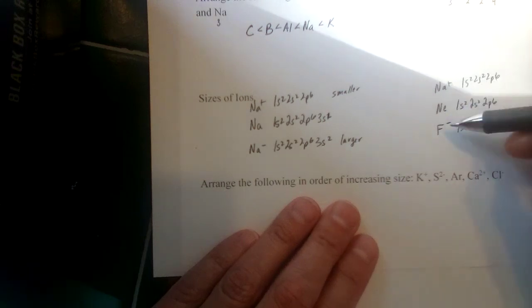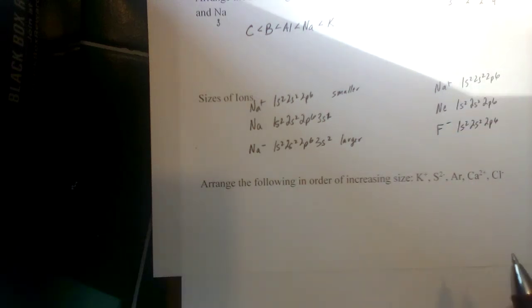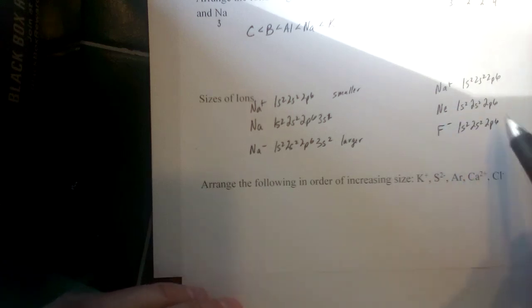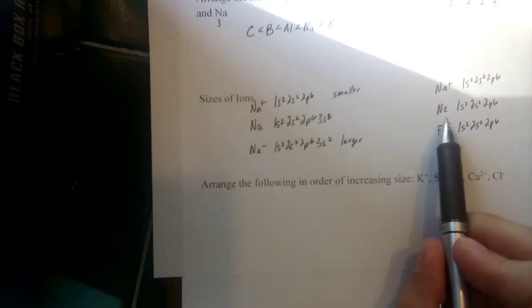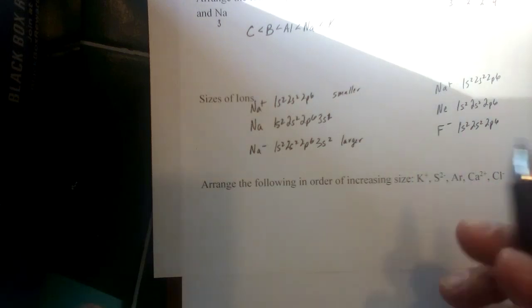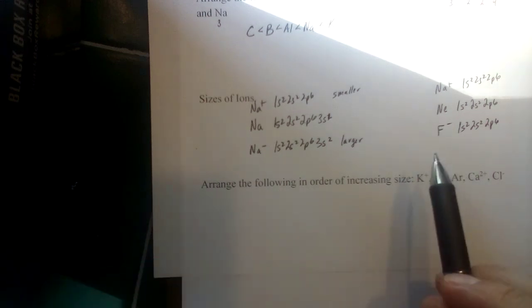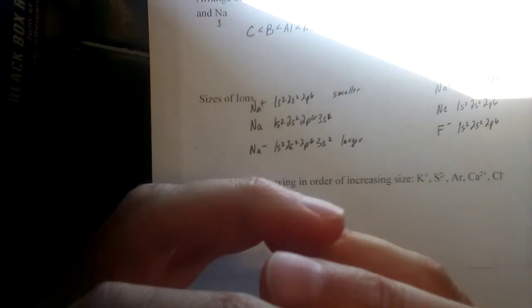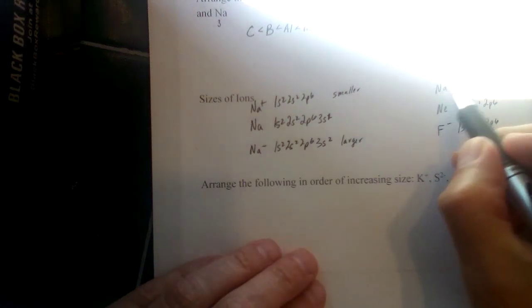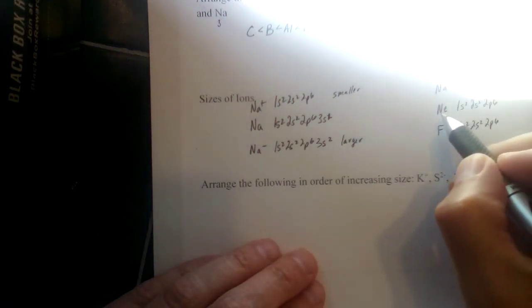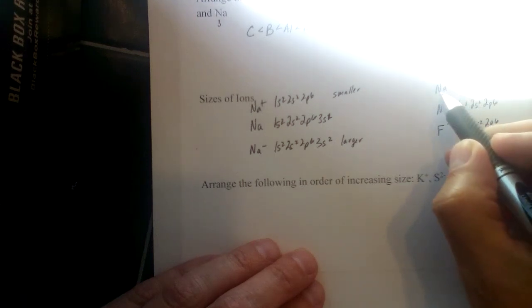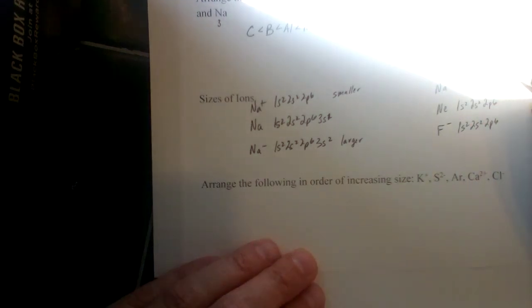Now, how can we evaluate sizes between these species? They've all got exactly the same electron configuration. The difference is going to be nuclear charge. What is the nucleus doing to constrict or pull in that electron cloud? So the larger nuclear charge is going to be able to pull that electron cloud in more. So sodium has 11 protons, neon has 10, fluorine has 9. So with the higher nuclear charge in this series, sodium would be the smallest, neon would be in the middle, and fluorine would be the largest.